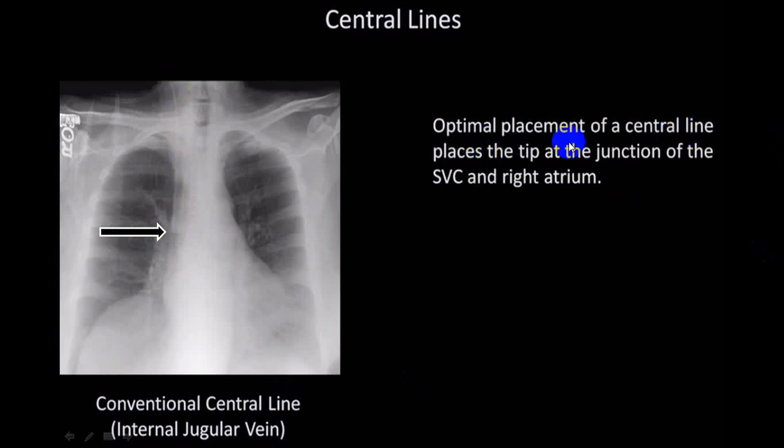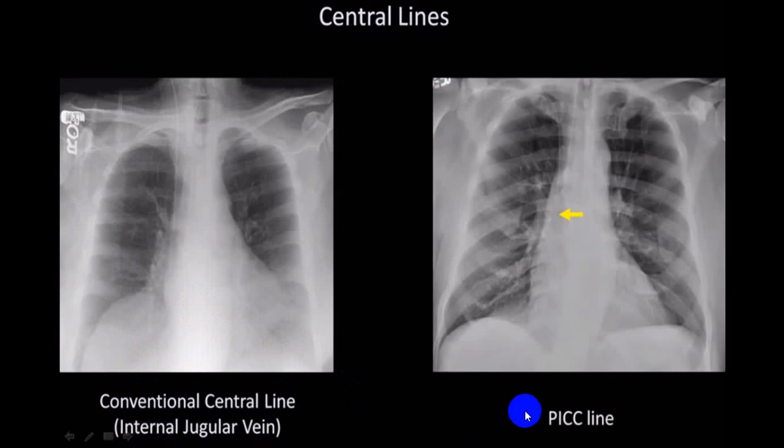So optimal placement of the central line is with the tip at the junction of the superior vena cava and the right atrium. So it is called the cavo-atrial junction. You can see this is the PICC line up to here, and this is the central line right up to here. This is the junction of the superior vena cava and the right atrium. So you can go up to that.